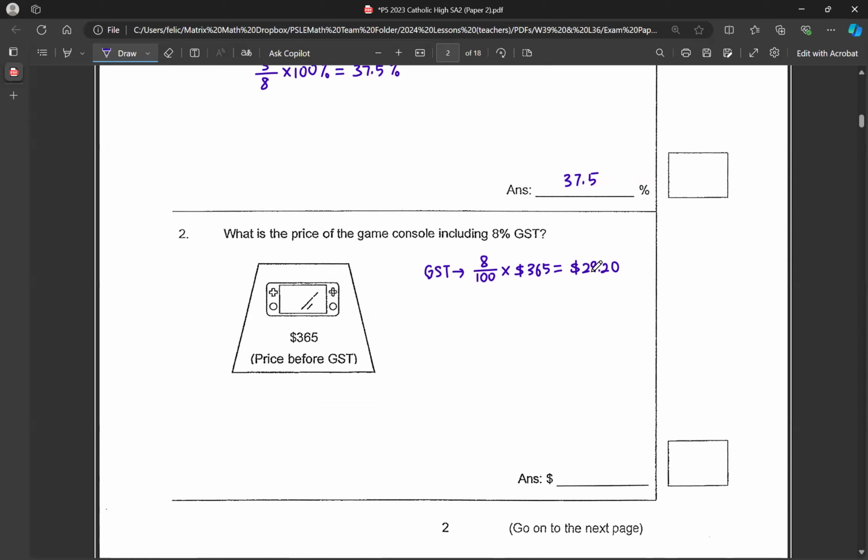Now this is just the tax alone, okay? So this tax you're paying on top of this 365. So the final price of the game console means you have to take 365 plus the GST amount. And this works out to be $394.20. On the calculator, it will give you 0.2. On writing, you have to put 0.20 because it's money, 2 decimal places. All right.